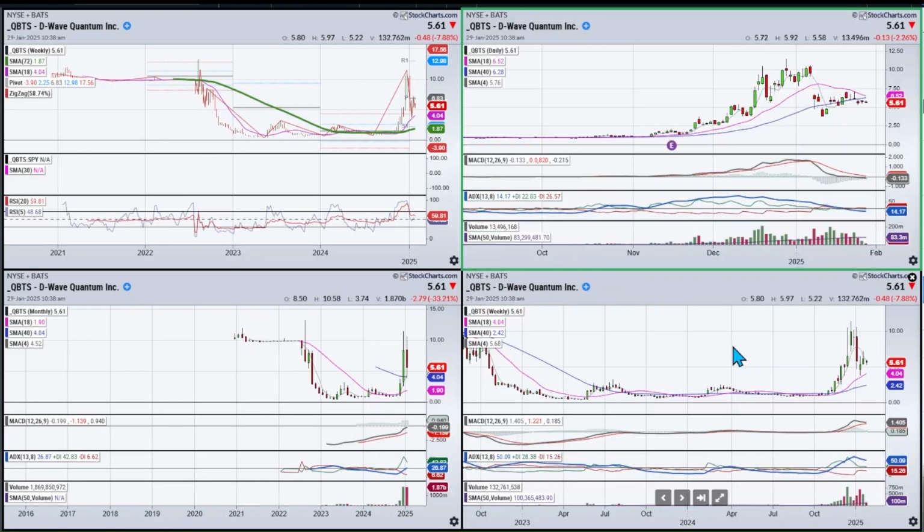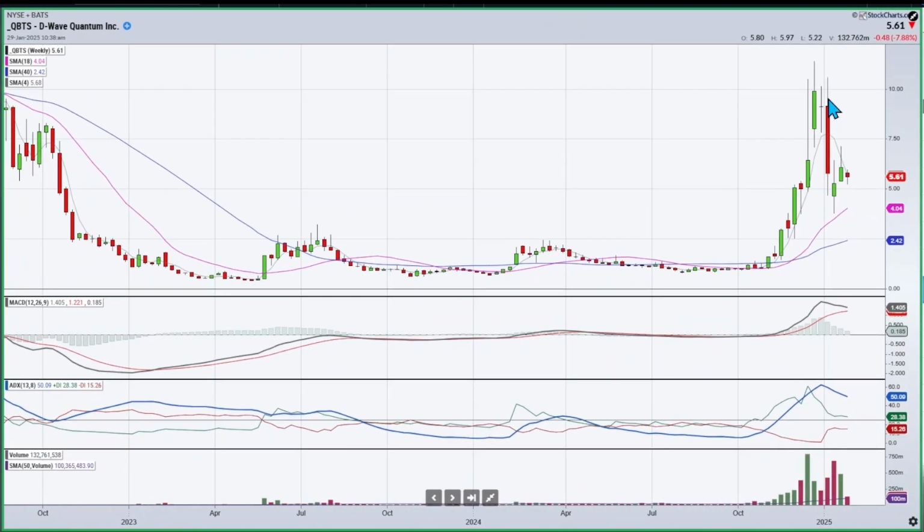All right, let's look at this D-Wave Quantum. Another one where we had the big drop off and failed at the midpoint. The midpoint's around 7.5 here, maybe 7.5, something like that. We failed right at it and turned down. But look at the volume pattern. Heavy volume coming out, not as much coming back in. But then again, we didn't recover the midpoint.